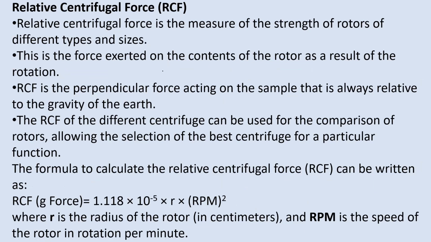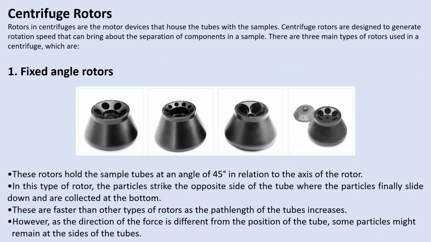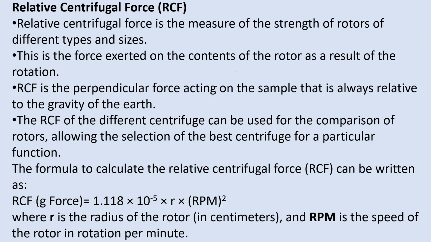So we are going to see that there are different rotors. Look at the size of the rotors. Look at the holder size. This will hold a larger tube as compared to the second one. So the first one, the second one, the third one, and the fourth one. Do you see that the capacity is different? The holding capacity is different. The size of those holes or the holders are different. So relative centrifugal force is the measure of the strength of rotors of different types and sizes.